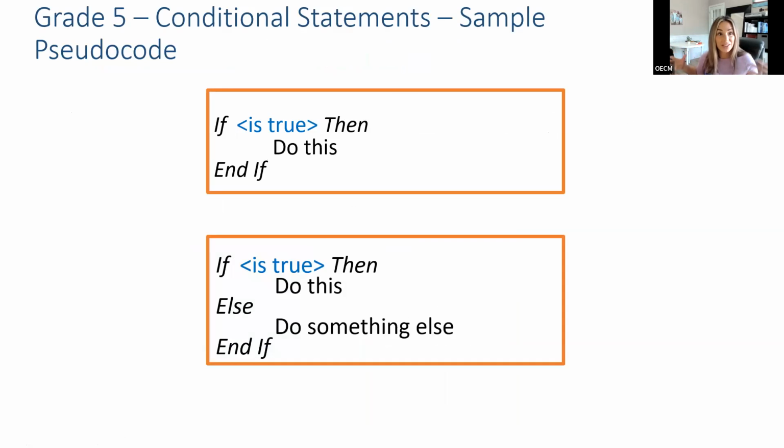The way we would write that in pseudocode, a mixture between English and programming code, helps us to plan out our program sometimes, and then you can write it in any language. But this is the standard format. If something is true, then do this. Or you can even add an else. So if this is true, then do this. Else just means otherwise. If that's false, then you do the otherwise clause, something else.